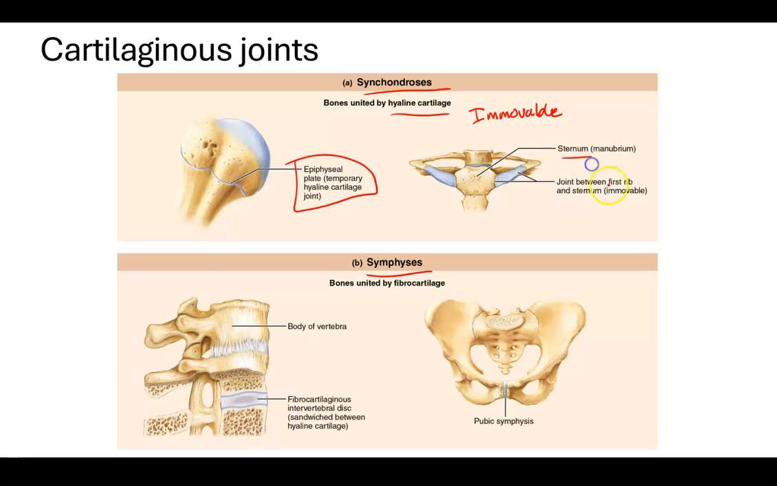Similarly with our ribs and our sternum, the joint between the first rib and sternum is immovable, and the sternum itself is immovable. It's because of this hyaline cartilage connection here. Even though they have varying lengths of cartilage connection, both of these are examples of immovable cartilaginous joints. Symphyses, down here on the bottom, are joined by fibrocartilage, a little bit more flexible. These are slightly movable.